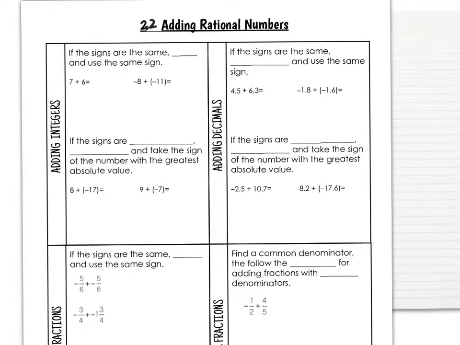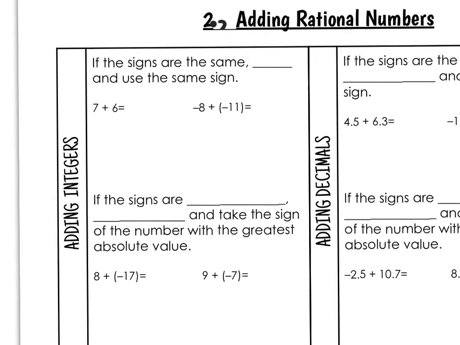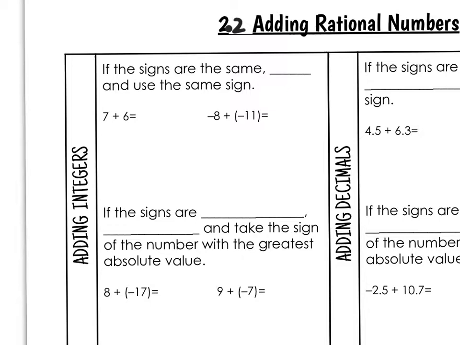Okay, so in this section, we're going to talk about adding rational numbers. Now remember, rational numbers include integers, decimals, and fractions. So the first thing we're going to do is review integers, because I know we did this in chapter 1, it's just been a while. So at the very top here, it has our first set of rules.